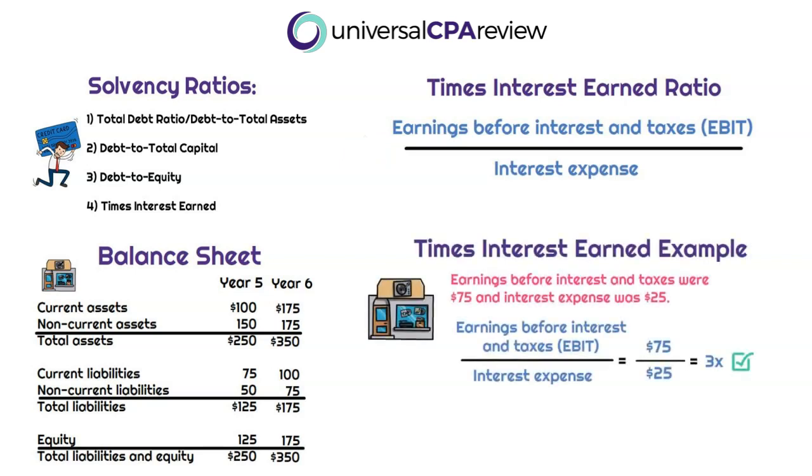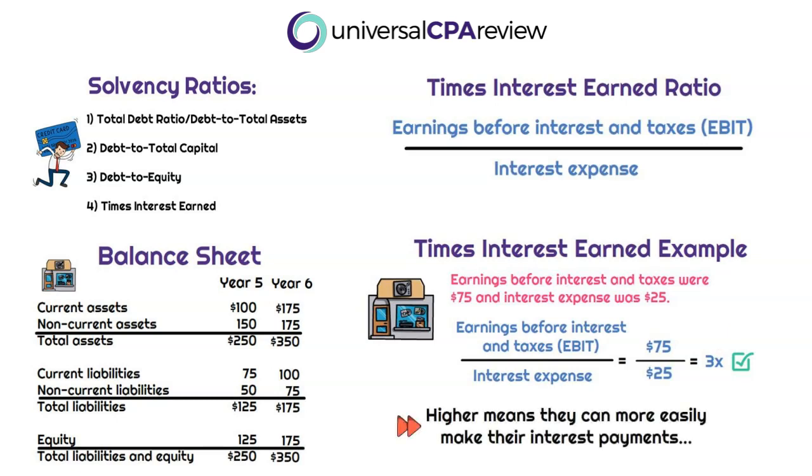So let's look at an example and then really focus on how to interpret this ratio. So if EBIT is $75 and interest expense is $25, that means the times interest earned ratio is 3x. And that means they basically have 3 times as much earnings as they do interest expense. And from a lender's perspective, they want this ratio to be as high as possible, right? Because that indicates that they have an even better chance of actually paying that interest.